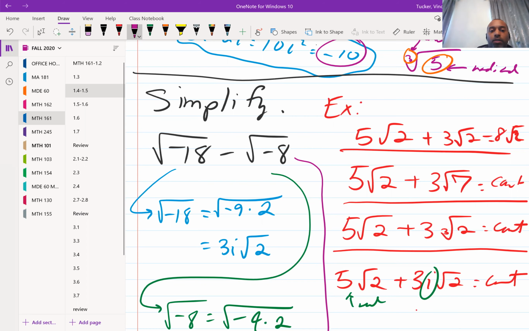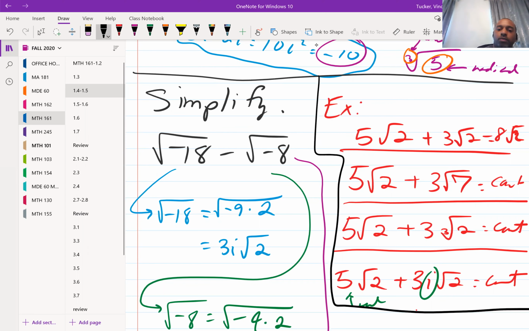Anything else before we look to do this problem right here? Like I said, this was just an example to emphasize what we can and cannot do.